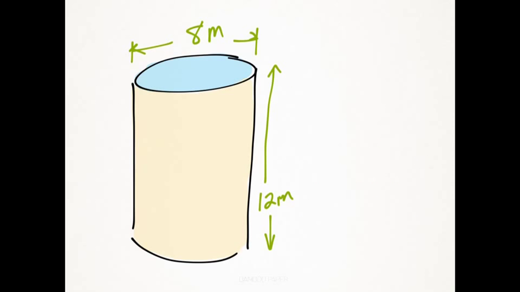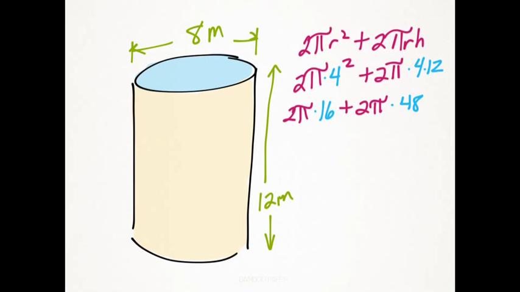So let's do an example where we use this formula. Here our diameter is 8 meters across and our height is 12 meters. This is the surface area for a cylinder, the formula. And I've gone ahead and plugged in a few numbers here. The 4 represents the radius. We need the radius for this formula and not the diameter. And of course the diameter is given.